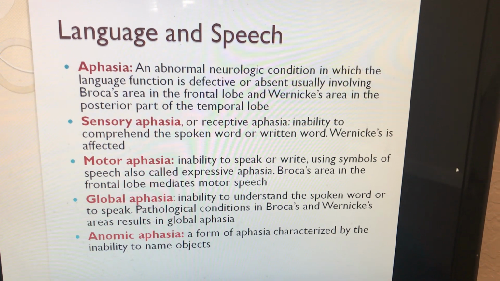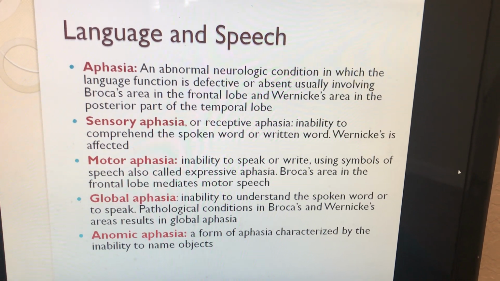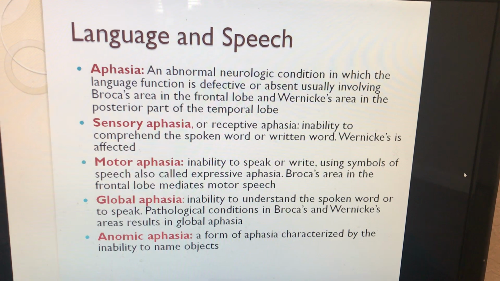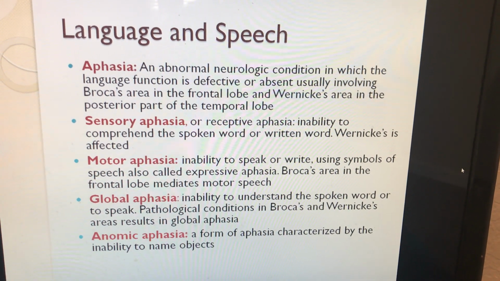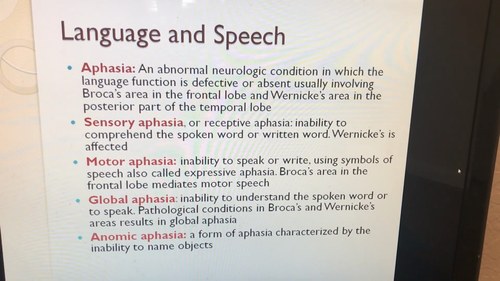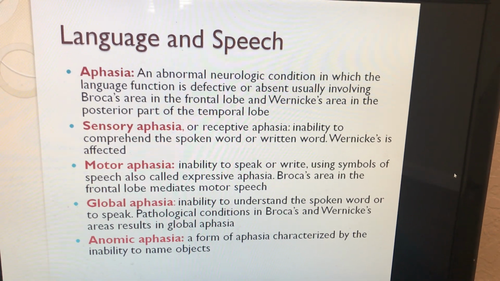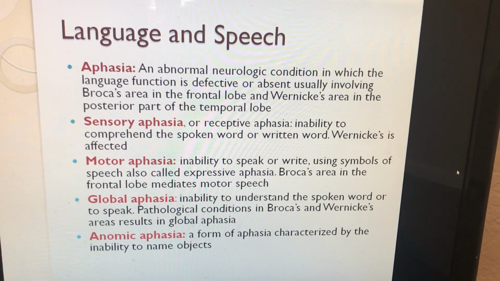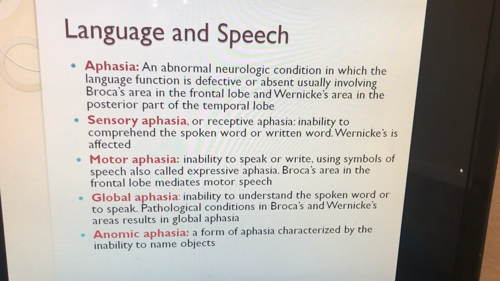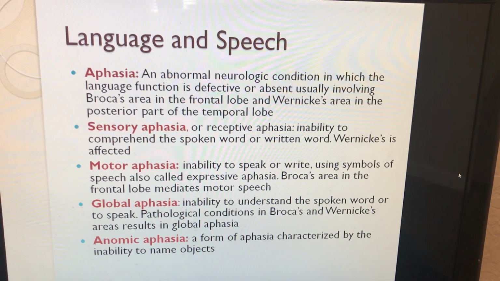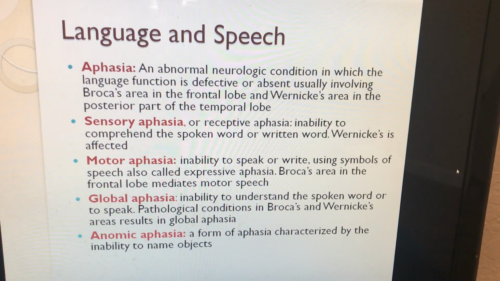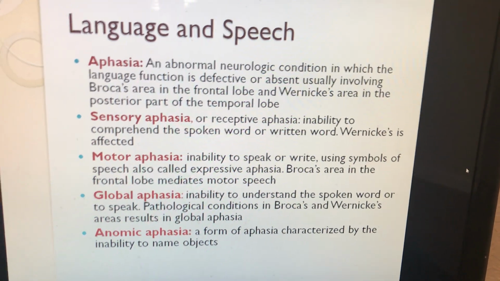Your sensory aphasia is where Wernicke's area is affected. For the motor aphasia, it is Broca's area that's affected. Your global aphasia is Broca's and Wernicke's areas both being affected. And the anomic aphasia is a form of aphasia characterized by the inability to name objects.